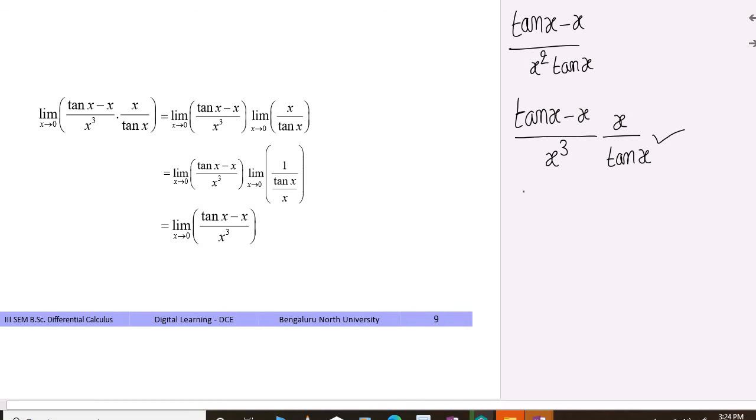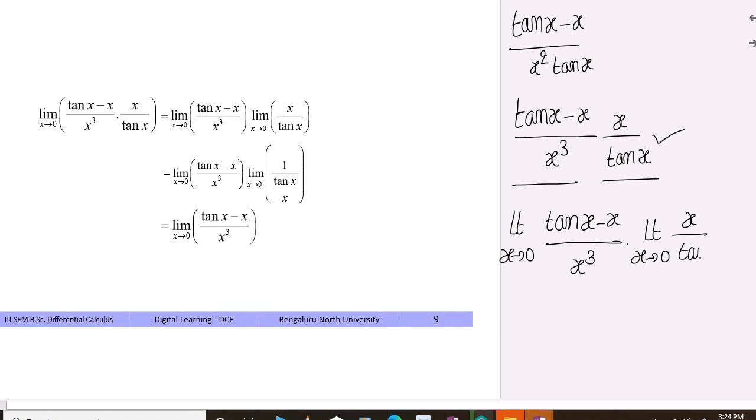Now I am going to apply the limit for this function. Limit x tends to 0, tan x minus x by x cube, times limit x tends to 0, x by tan x. We know the value of this limit is 1. 1 into anything equal to anything. That means limit x tends to 0, tan x minus x by x cube.